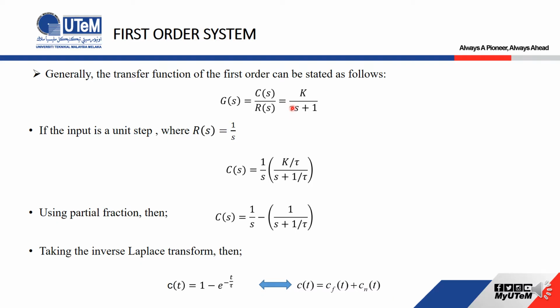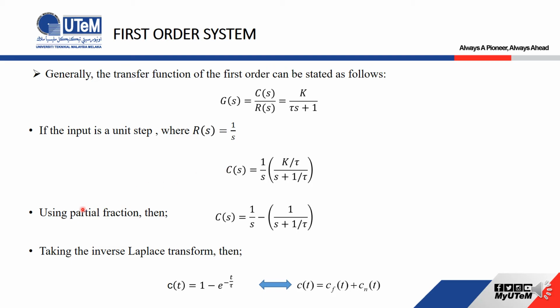So by taking G(s) as the transfer function for an open loop system, if the system input applies a unit step, R(s) equal to 1 over S, then the output c(t) of the system can be derived as follows. When we substitute this R(s) into the equation, it becomes C(s) equal to 1 over S times K divided by tau over S plus 1 divided by tau.